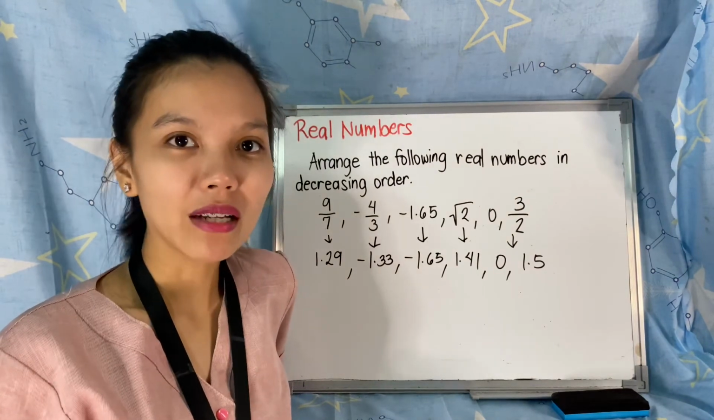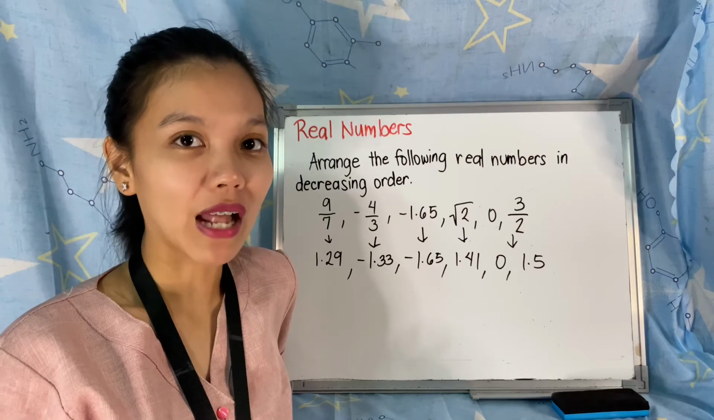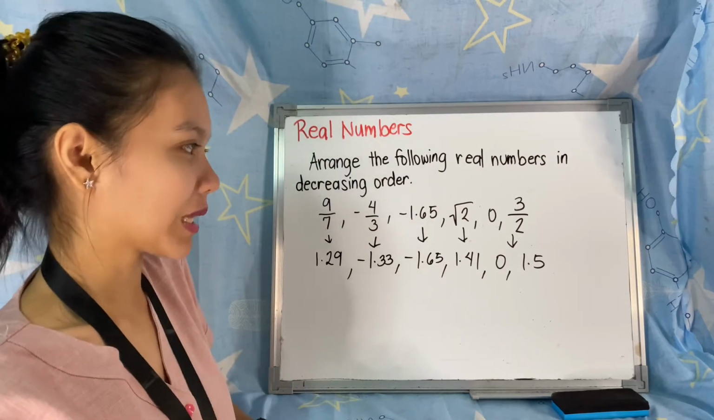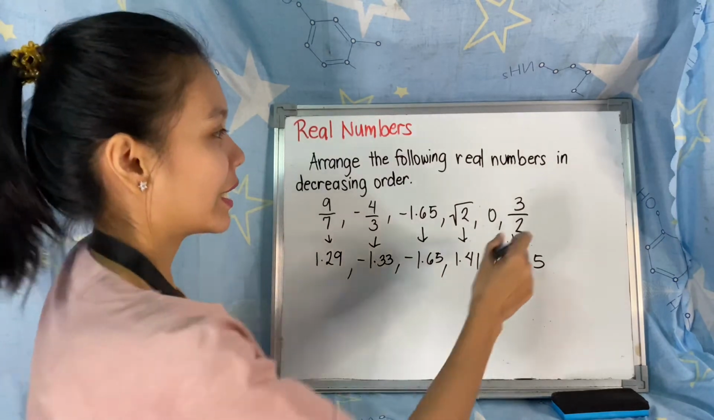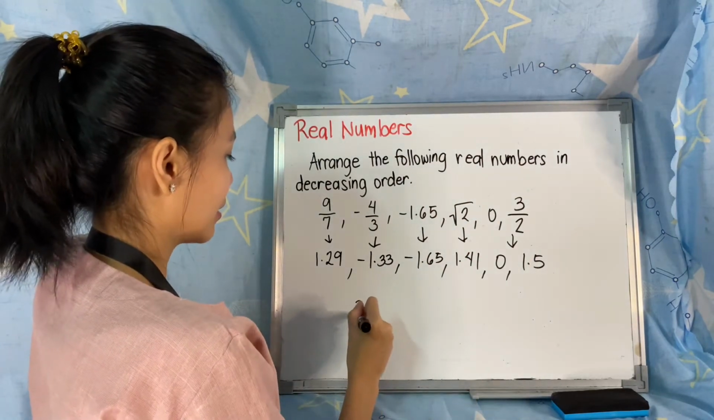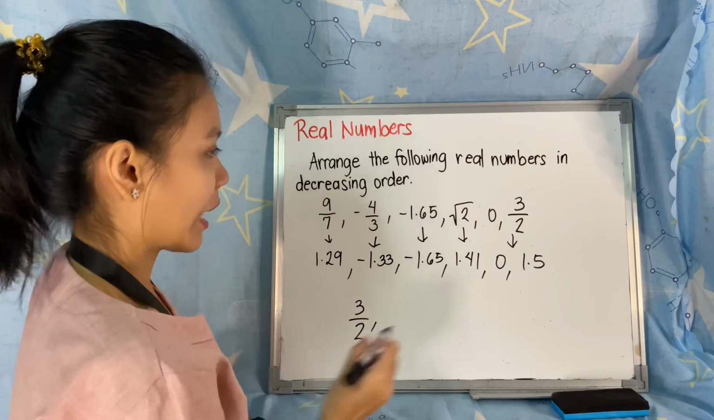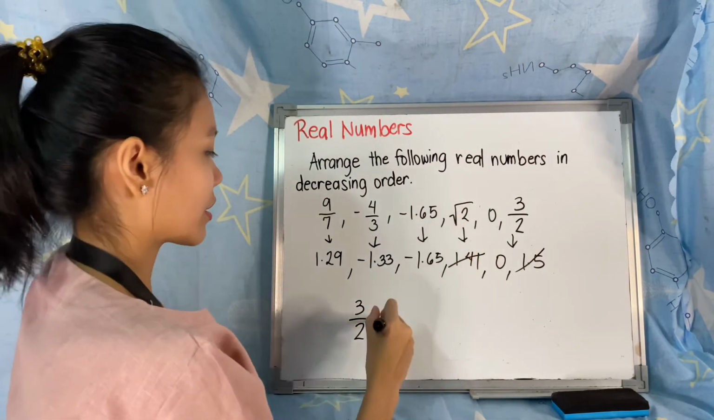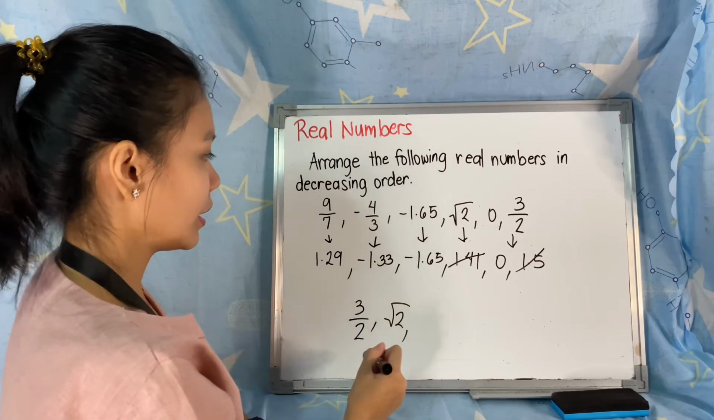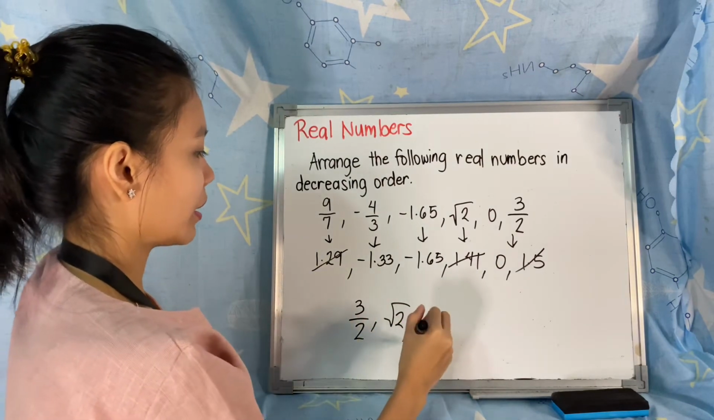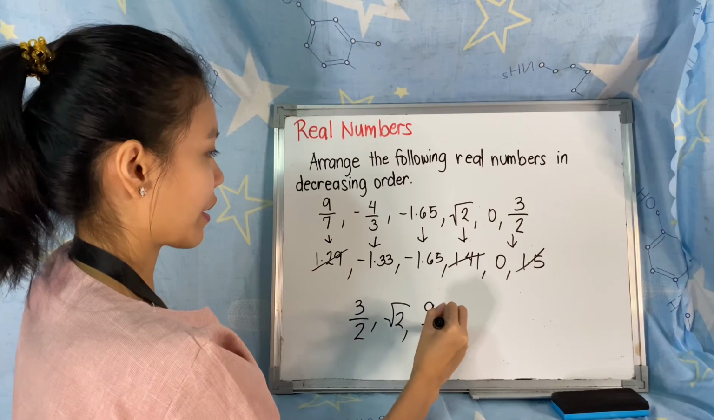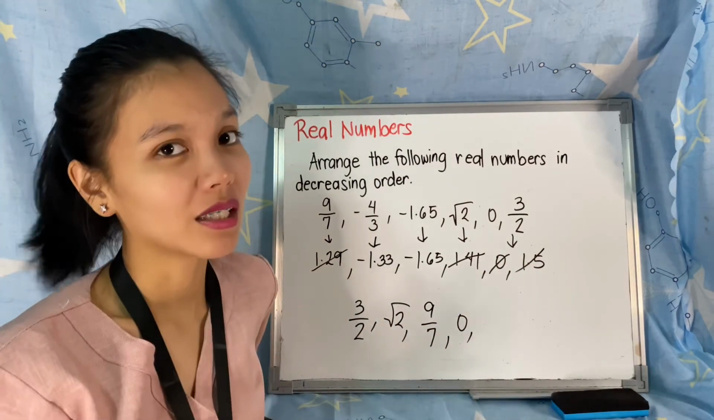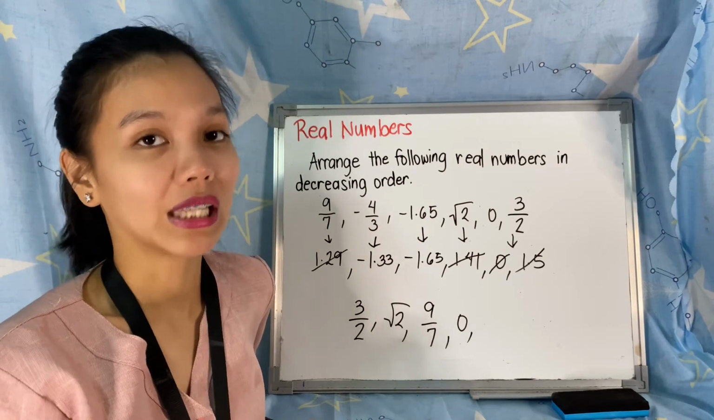So, ibig sabihin, magsisimula tayo sa pinakamataas na value, papaliit. So, ano ba dito yung may pinakamataas na value? Yes, we have 3/2. So, siya yung una. Then, followed by 1.41, which is the square root of 2. Then, 1.29, which is 9/7. Then, we have 0. So, mas mataas ang 0 kaysa sa negative numbers.